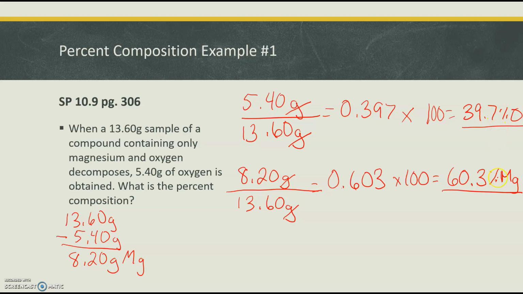If these numbers don't look right to you, you can always double check by adding them together. Since they are percentages, they should add up to equal 100. In this example, this adds up to 100.